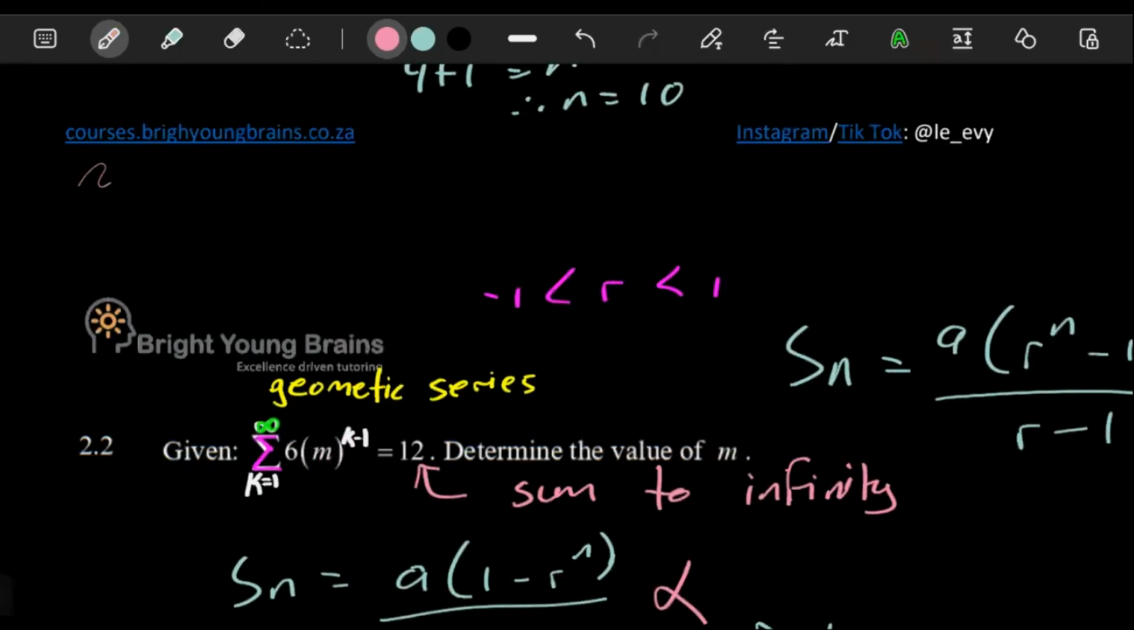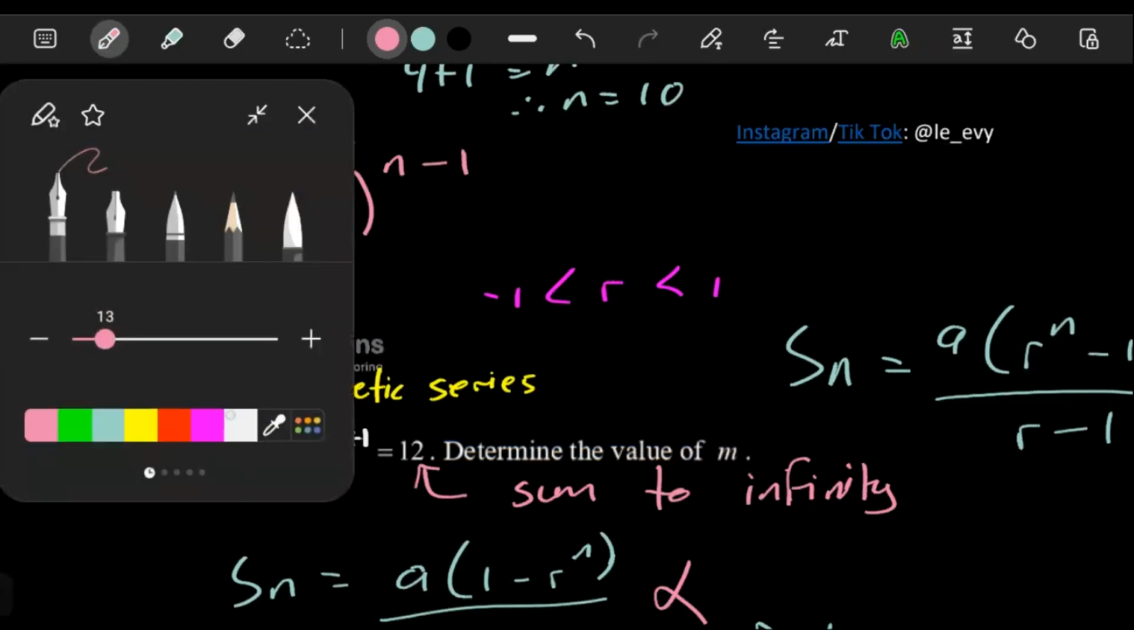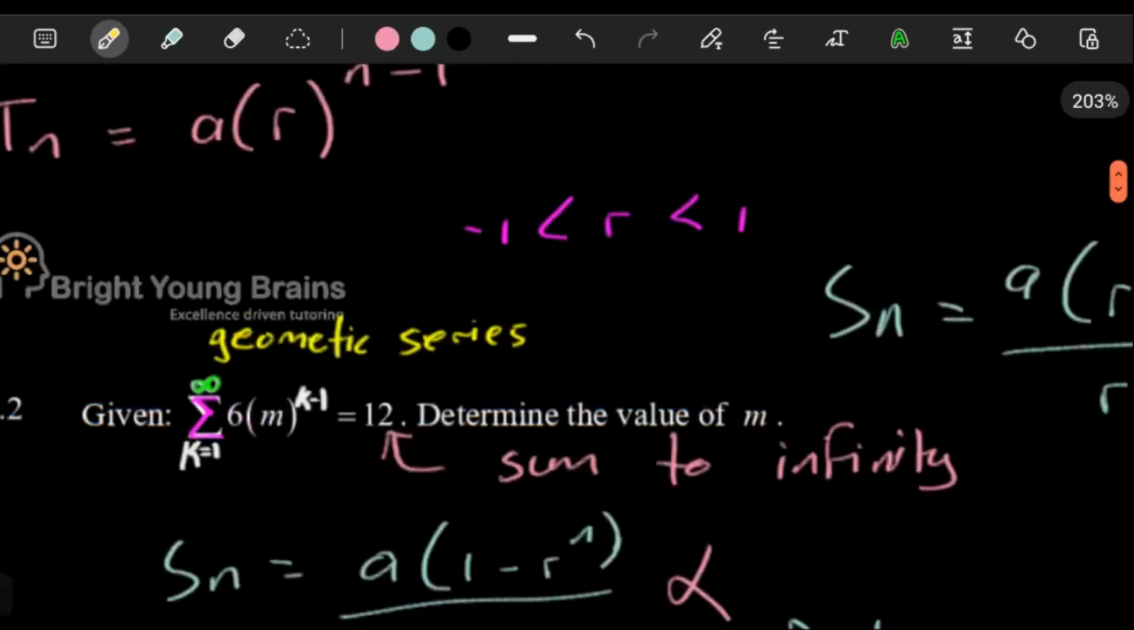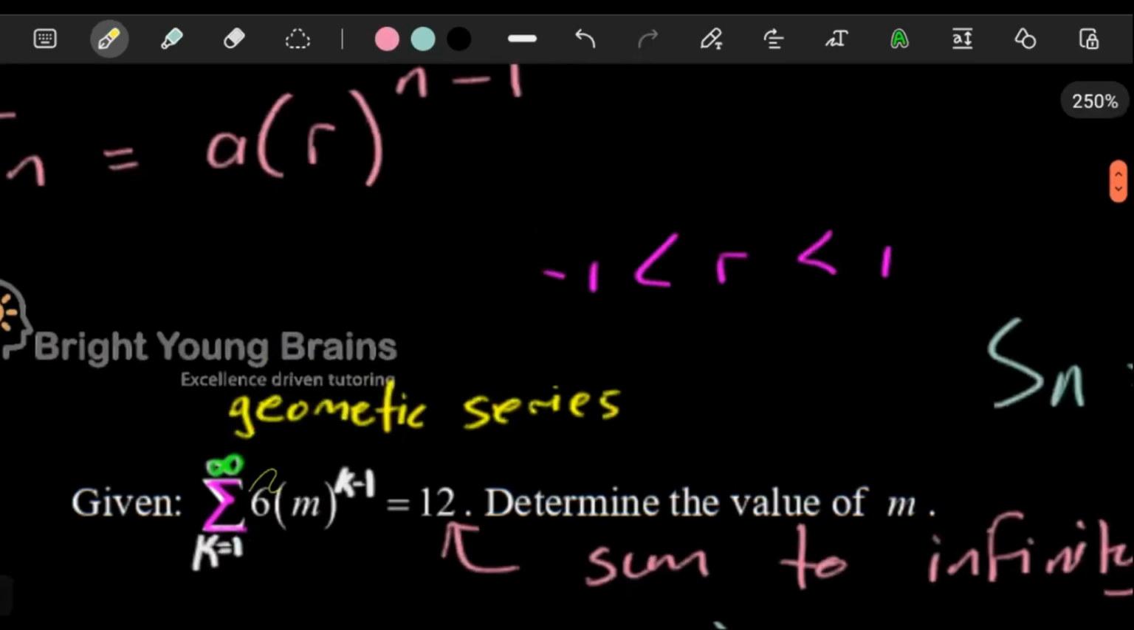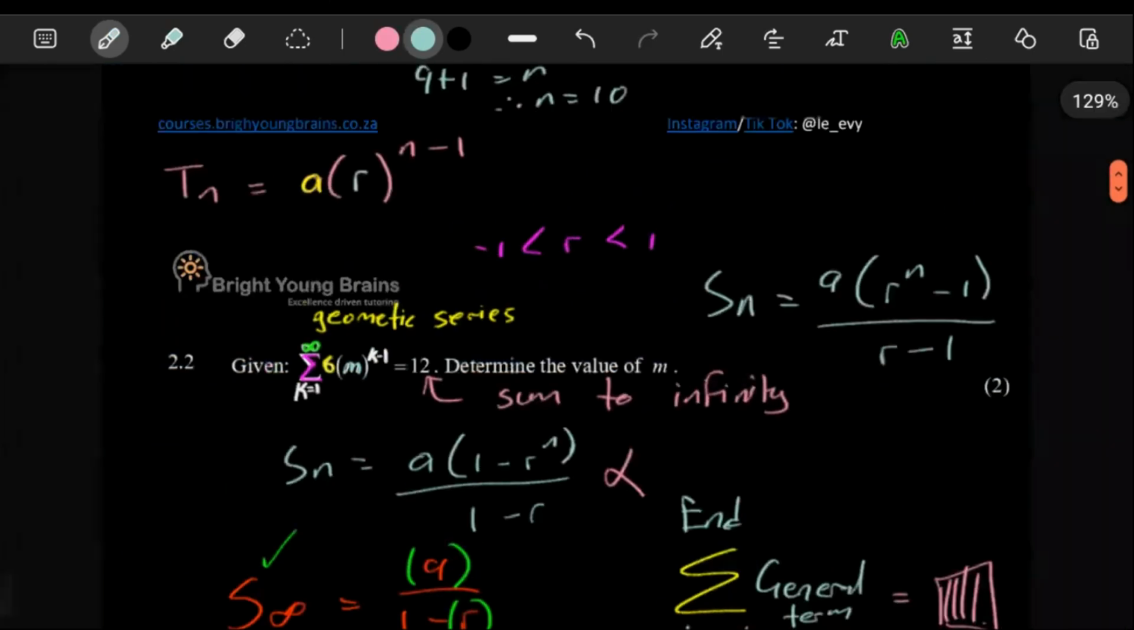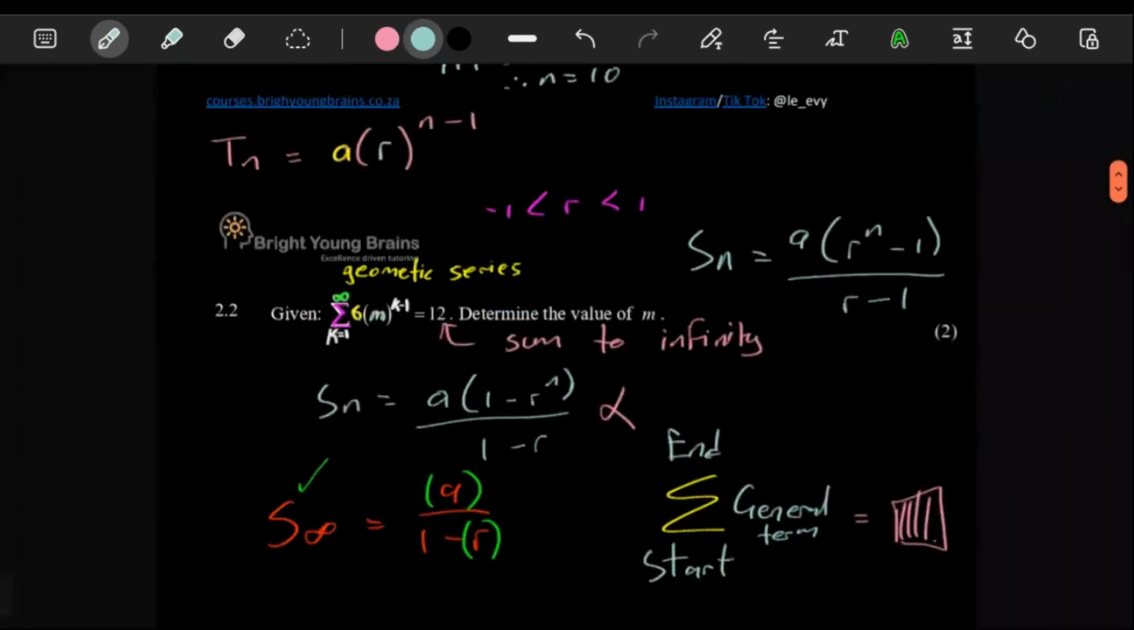Remember, a general term of a geometric series will always have a here, and then r here, n minus 1, which is exactly the format here. Remember, n is just a placeholder. So just by looking at the general term here, you can understand why this is a 2-mark question. It's a 2-mark question because the 6 here is our a value. The m is the r value. So you really don't have to do much for you to find what a is and what r is.